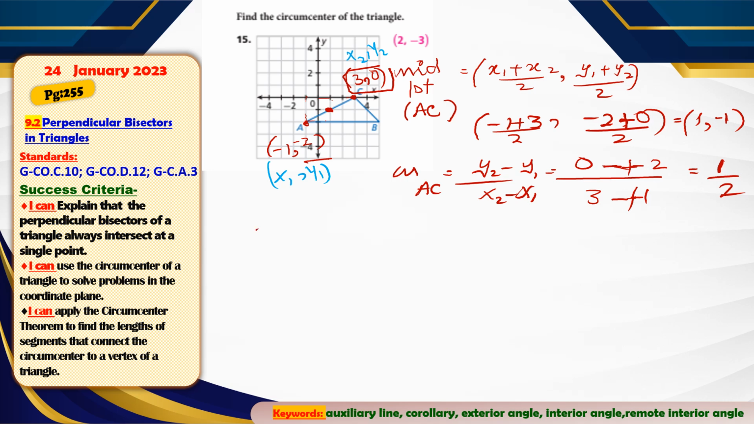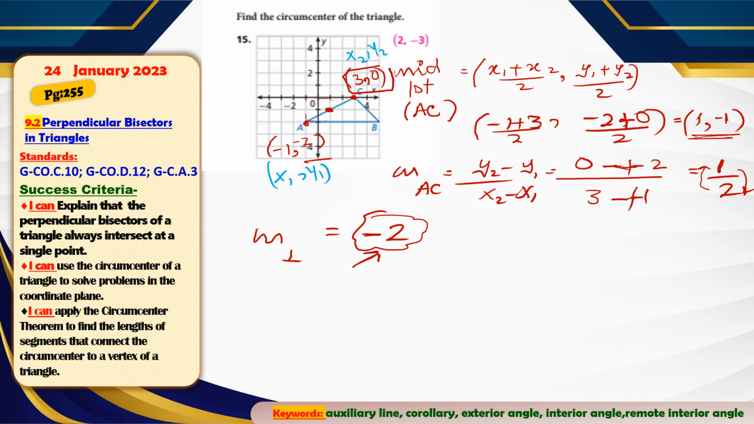Now in order to find the slope of the perpendicular bisector, we will flip it, meaning take the reciprocal of the actual slope. So 1 over 2 becomes 2 over 1. 2 over 1 means 2. And change the sign, so the sign will be negative. Now we will find the second points. Okay, now we will solve. We have the slope that is -2 and our midpoint is 1 and -1.